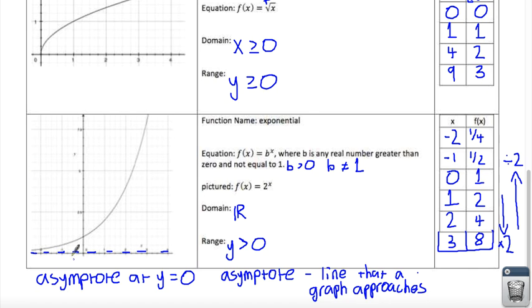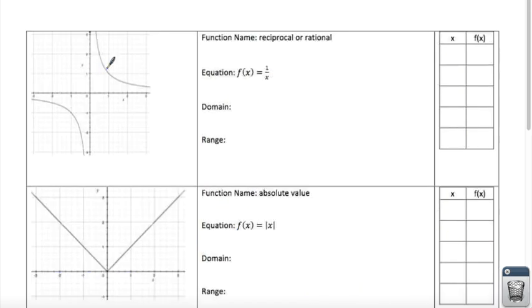So now that we've learned what an asymptote is, look at the asymptotes on this mother function. Here we have what is called the reciprocal function or the rational function because it's a ratio, right? And this is 1 divided by x. So if we go over here to the table, if x was -1, then 1 divided by -1 is -1. If x was -1/2, 1 divided by -1/2 would be -2.